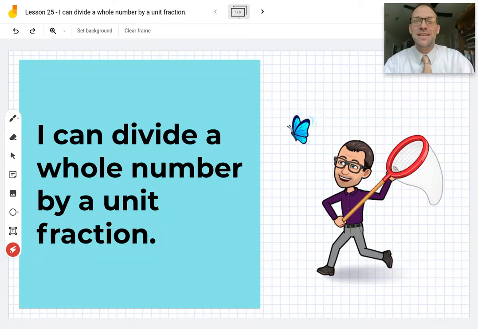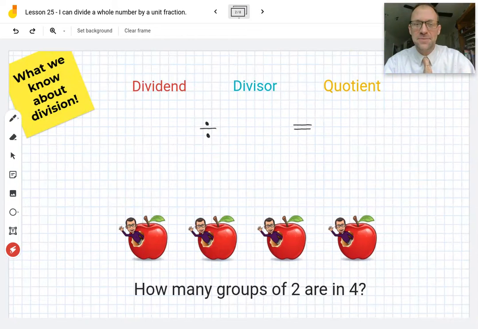Hi, welcome to today's lesson. Our learning target today is I can divide a whole number by a unit fraction. Let's learn how to do that.